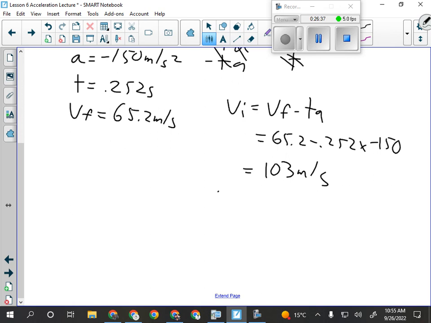Is this sort of making sense? The process we go through: write down your givens, choose your formula, manipulate, plug in your numbers and solve for your final answer.